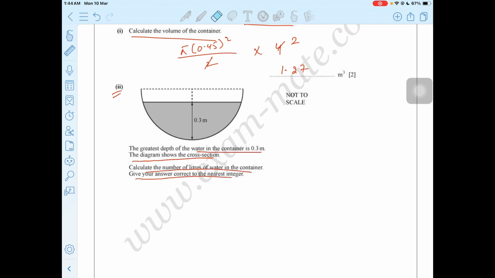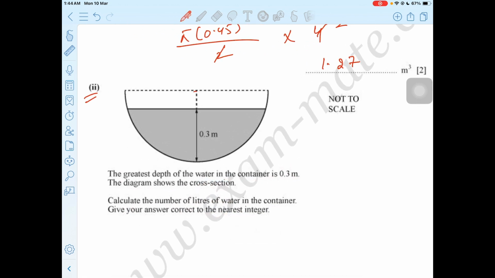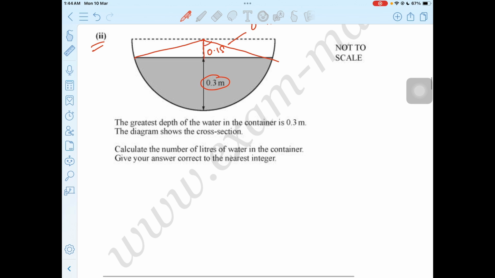Right. So let's just quickly solve this. Let's take this length and this. So we have this as 0.45 because this is the radius, and this will be 0.45 minus 0.3. So this will be 0.15. Right. So let's quickly calculate this angle to get the area of the sector. Then we subtract this area of triangle from it.